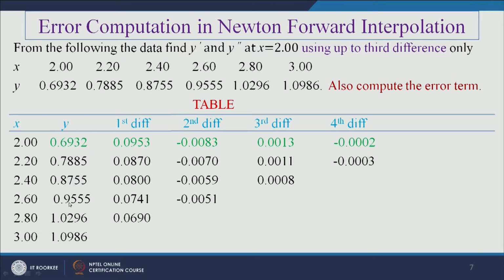The difference of these two values, 0.9555 minus 0.8755, gives you 0.0800. Then 1.0296 minus 0.9555 gives you 0.0741. Then the difference of 1.0986 minus 1.0296 gives you 0.0690 here. Similarly, we can obtain the second differences, third differences and fourth differences.